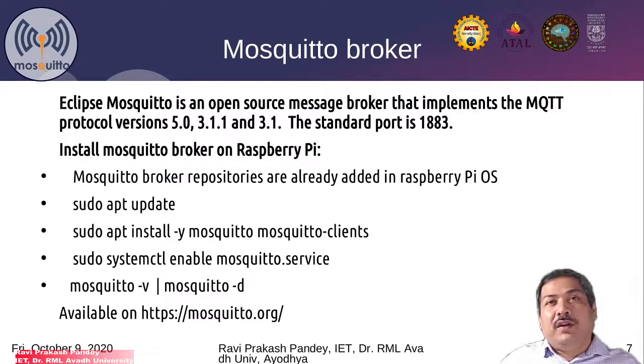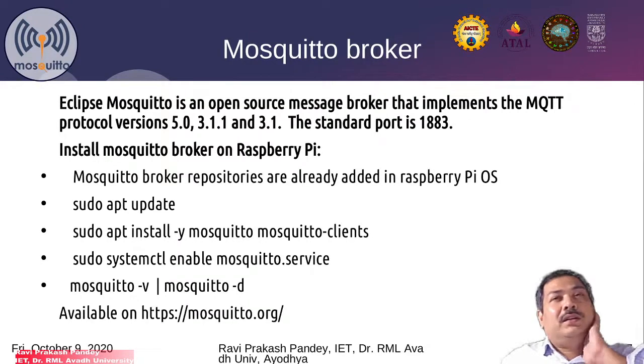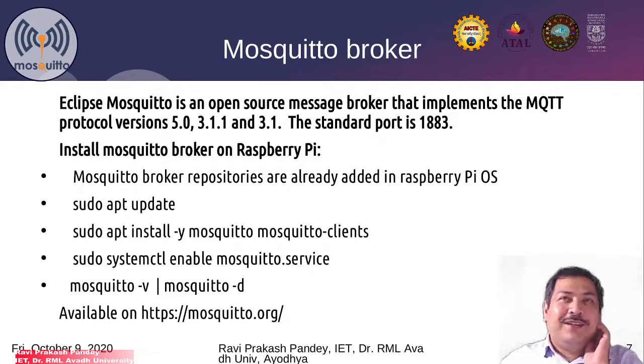It was released some 2 years back, version 5, but somehow it's not very widely used. Probably the rate of adoption of IoT was much higher 2 years back than now. I don't know what the reason is, but the statistics still show that downloads of version 3.1.1 are higher than version 5.